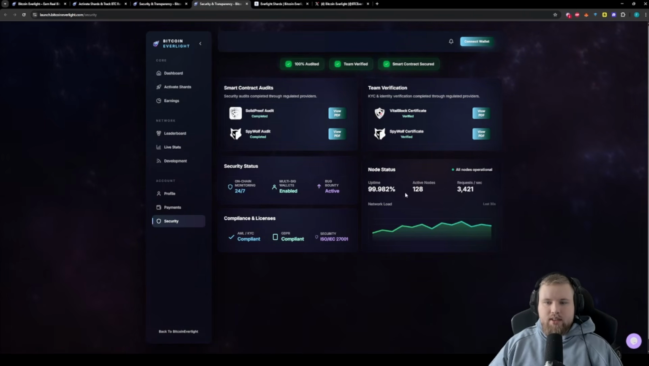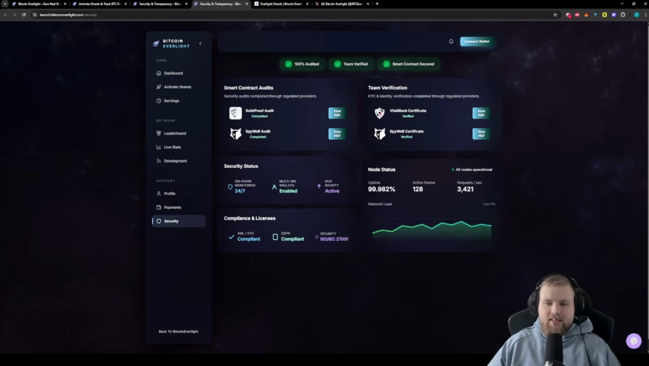We can see the node status as well here in the security tab. 24/7 on-chain monitoring, multisig is enabled, bug bounty active as well, so if you find any bugs you can also cash them in for some money. So really cool. All in all, this project has a lot more to offer.